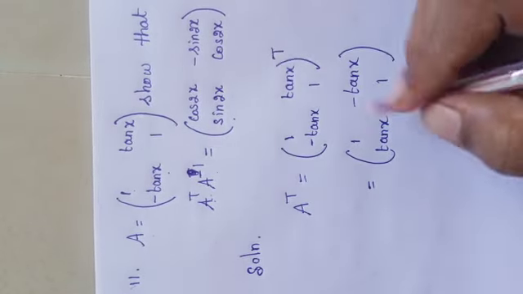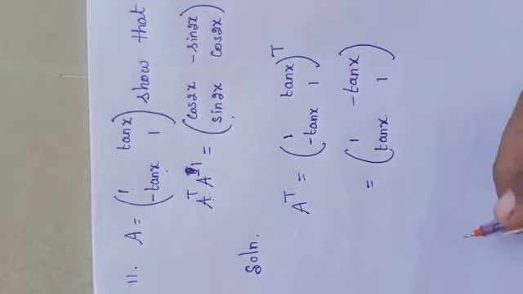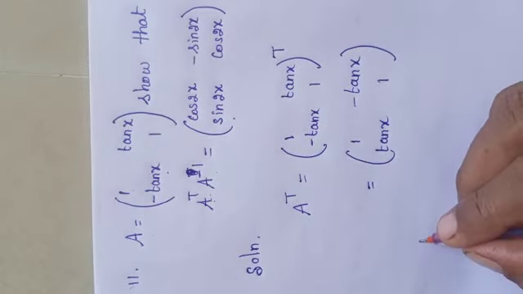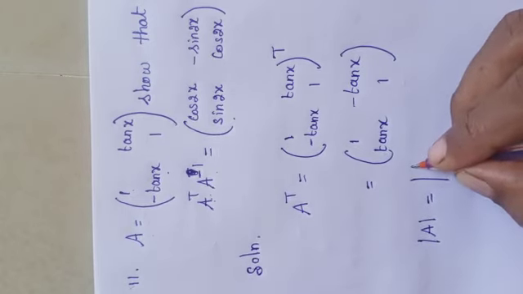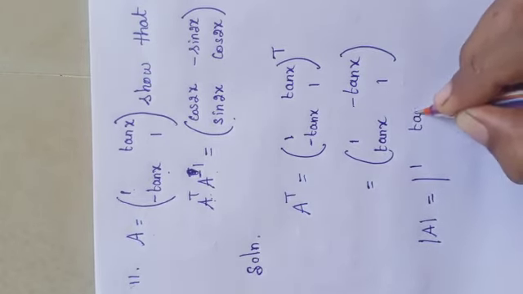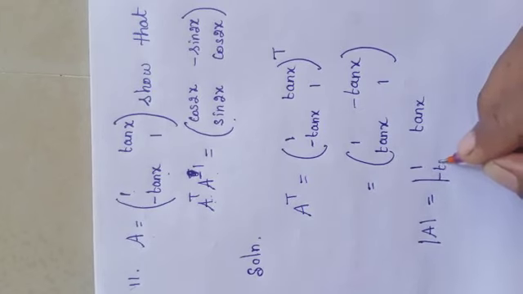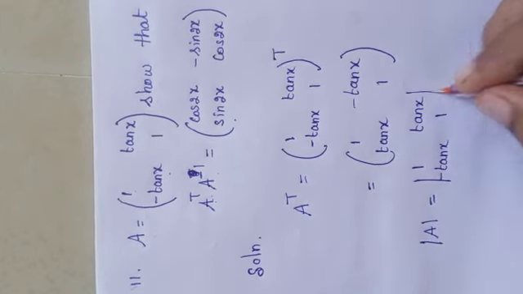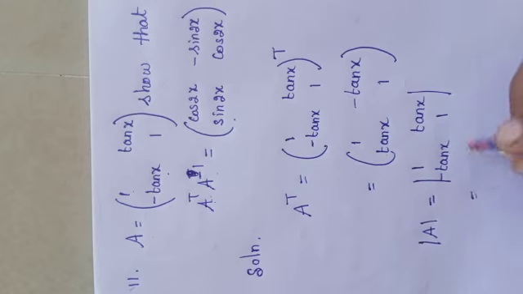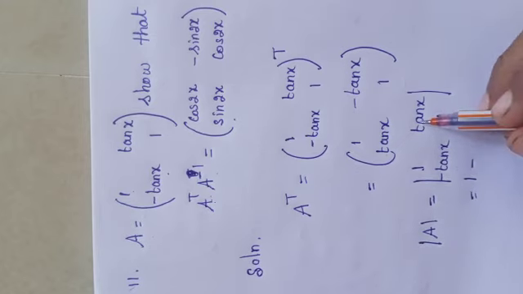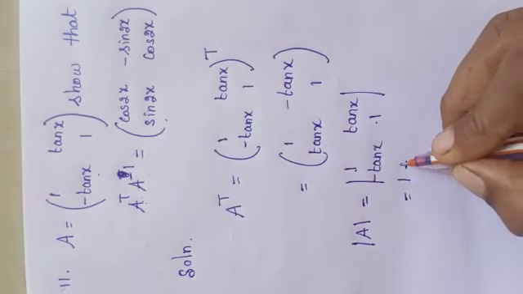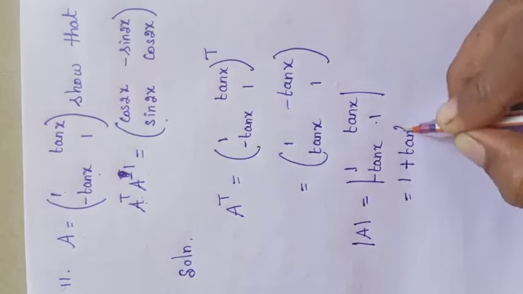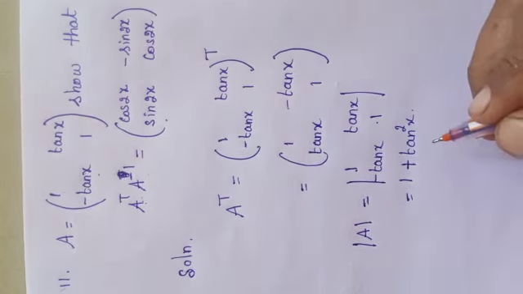Okay. Now we are supposed to find out A inverse. In order to find out A inverse, first we find out determinant A. That is determinant of 1 tan x, minus tan x 1, equal to 1 into 1 is 1, minus tan x into tan x, that is minus tan square x. So we get plus tan square x. Can anyone remember this?